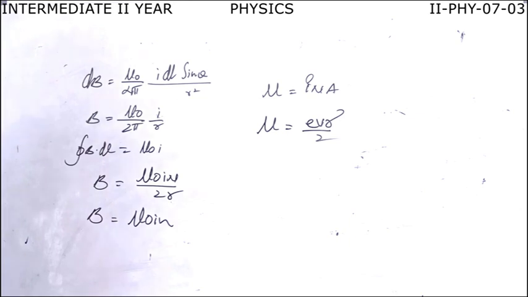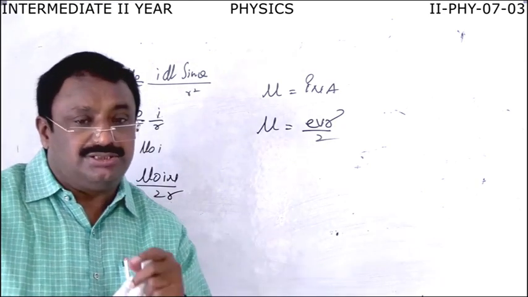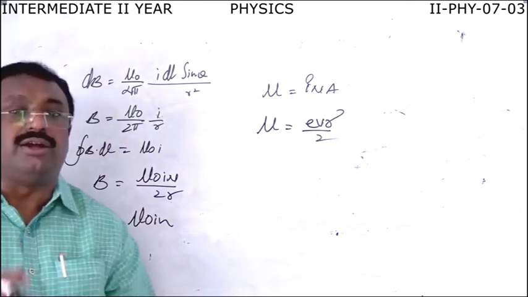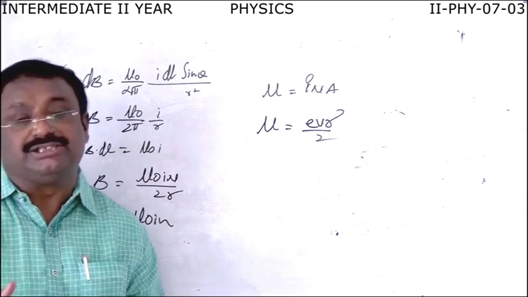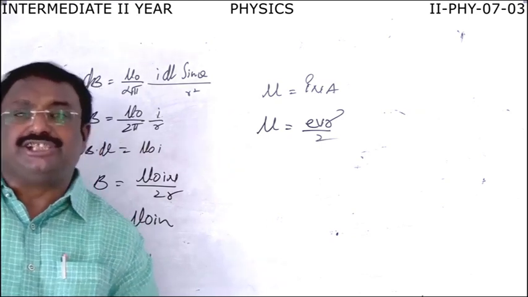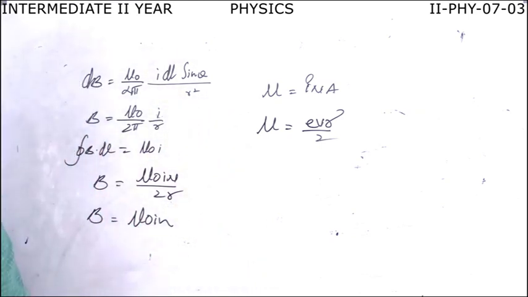In the next class, if we keep a moving charge in this magnetic field, it experiences a force. So we are going to study the force on a moving charge in the magnetic field. Based on that formula, there is a famous device, the cyclotron, which we are also going to study. A cyclotron is a device used to accelerate charged particles to very high energy. And we will also study the force on a current carrying conductor, the torque on a current carrying coil, and the galvanometer. Thank you.